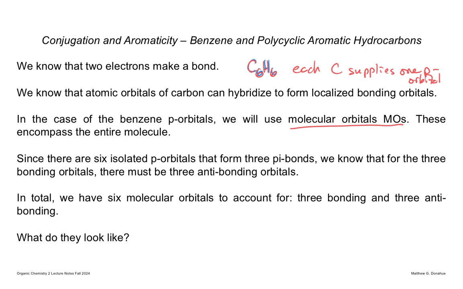So we have 6 isolated p orbitals that form 3 pi bonds. And so if we form 3 pi bonds, we have to form 3 anti-pi bonds. So we have 6 total orbitals. That means we have to have 6 molecular orbitals. That's the conservation of orbitals. So 3 of them will be bonding. That's where the electrons are. And then 3 of them are anti-bonding. So we call these pi and then pi star. That's what the star means, anti-bonding. So in essence, they're empty.